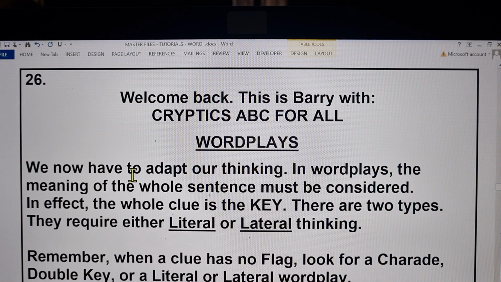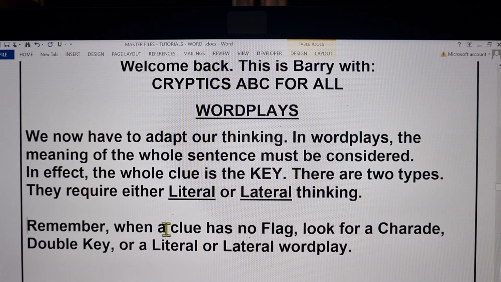Now we have to adapt our thinking, because in word plays, the meaning of the whole sentence must be considered. In effect, the whole clue is the key. You say this is a bit like normal crosswords? You got it. Sort of. There are two types. They require either literal or lateral thinking.